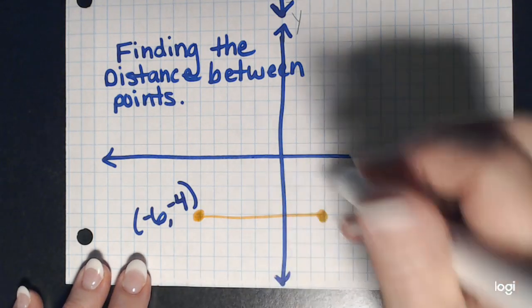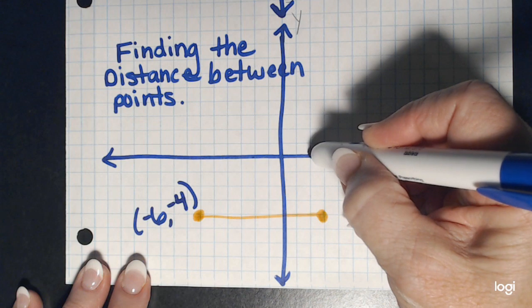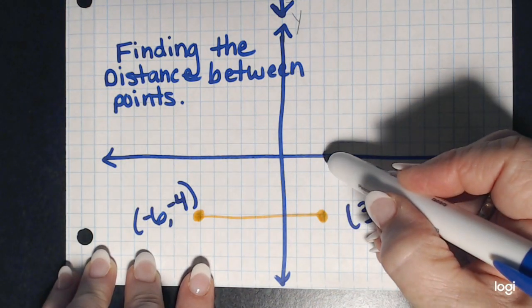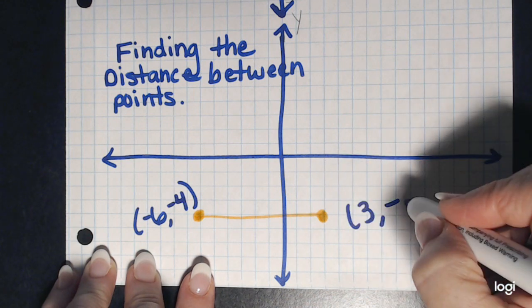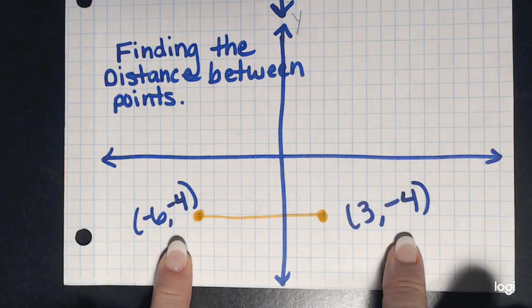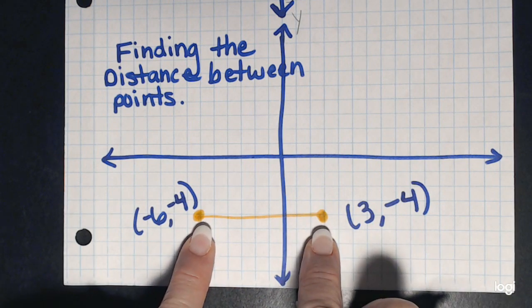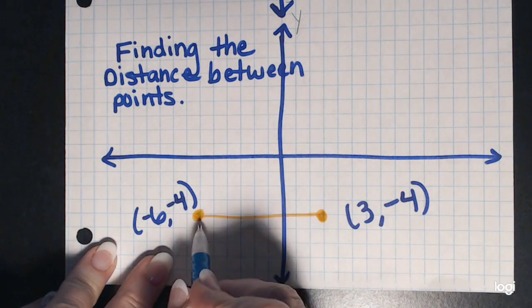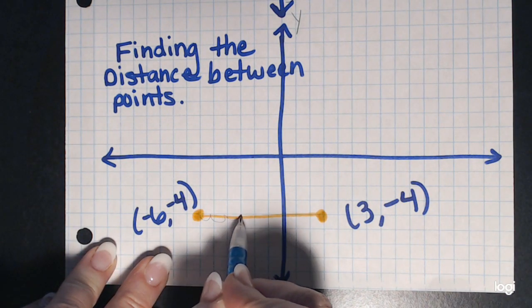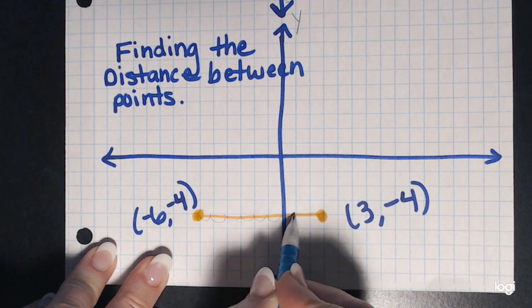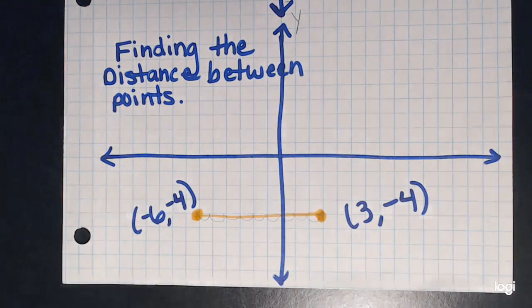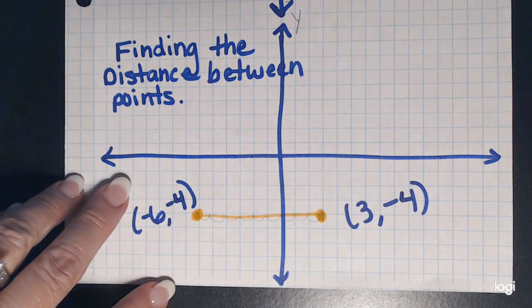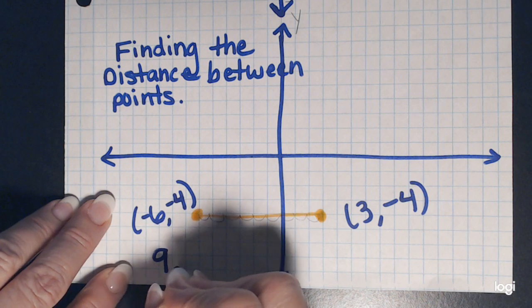If I find this point, I'm going over 1, 2, 3, and then it looks like I'm going to go down 1, 2, 3, 4. So I have my ordered pair. If I want to know the distance, now I could just look at my line here, and I could count my boxes. 1, 2, 3, 4, 5, 6, 7, 8, 9. So I could tell you that the distance between these 2 points would be what we would call 9 units.